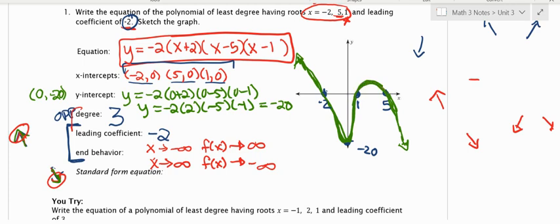You do your best to pass through all the points. And you should have something that looks like this, right? Not perfect, but it passes through all the critical points and then has the correct end behavior.